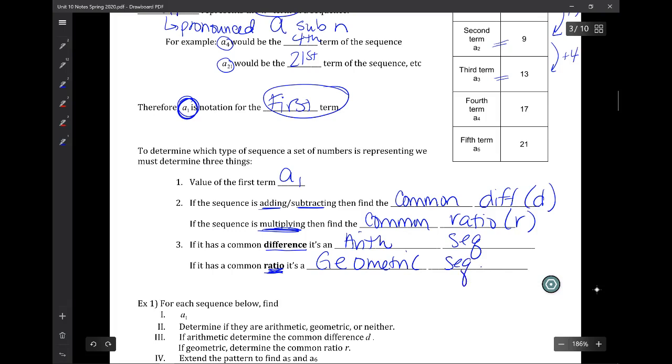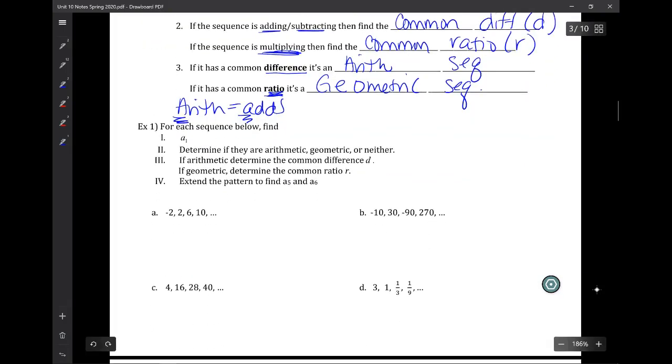sequence. The way that I remember this is arithmetic adds, A with A. Okay, so if you can remember that the arithmetic sequence adds, whether you're adding a positive or negative, then the only other type of sequence there is geometric, and that one has to be multiplying by something. Okay, so that's how I remember which one's which.